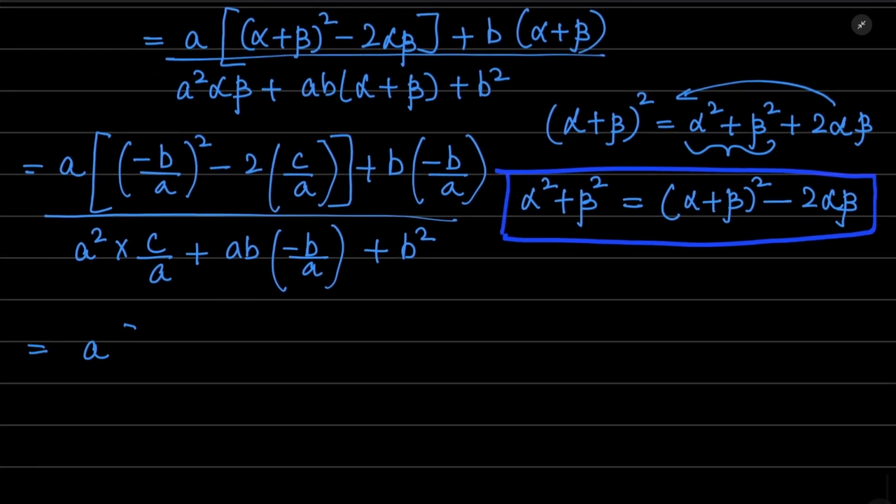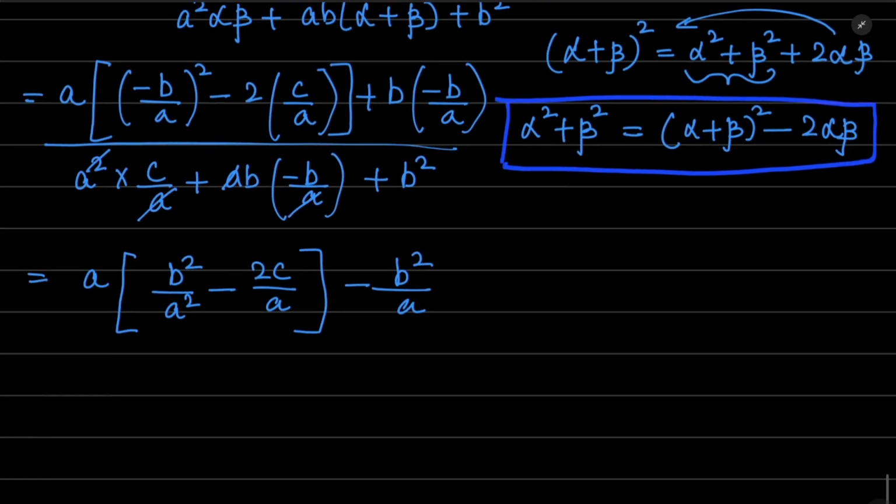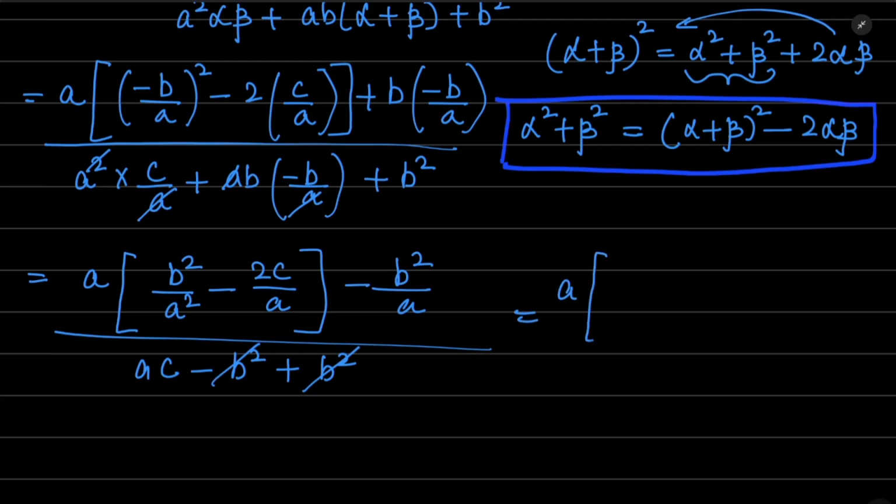Right? So now what expression do you have? A multiplied by b square by a square minus 2c by a minus b square by a whole divided by, in the denominator you have ac minus b square plus b square. So these two will get cancelled out, and a multiplied, the ones which are there in the square bracket, take a square as LCM. So you will have b square minus 2ac minus b square by a whole divided by ac.